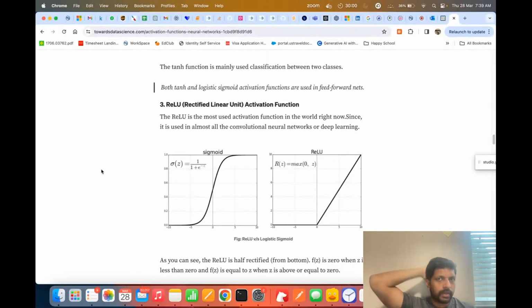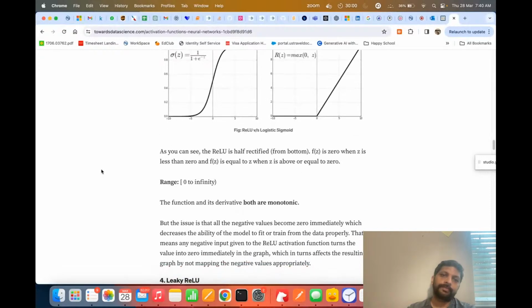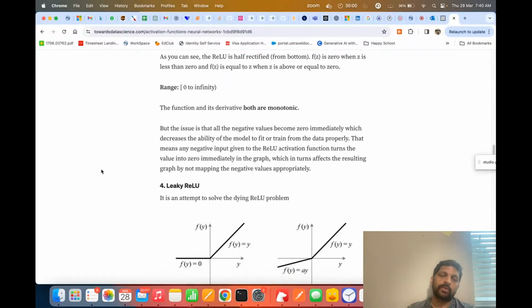ReLU is the most used activation function in the world right now, since it is used in almost all convolutional neural networks. But the issue is that all the negative values become zero immediately, which decreases the ability of the model to fit or train from the data properly. That means any negative input given to the ReLU activation function turns the value into zero immediately in the graph, which affects the resulting graph by not mapping the negative values appropriately.